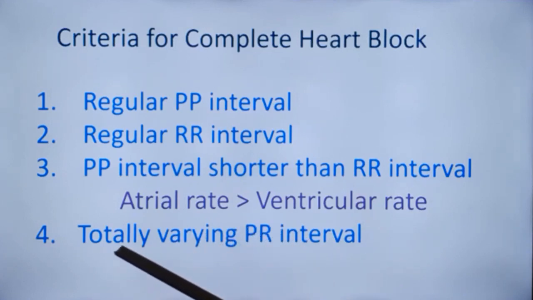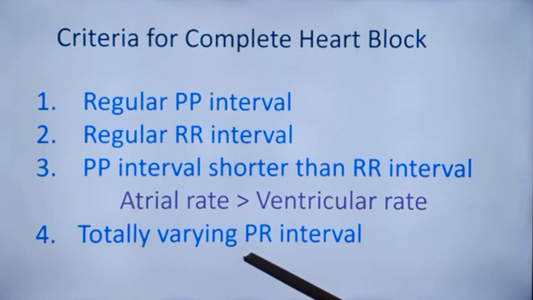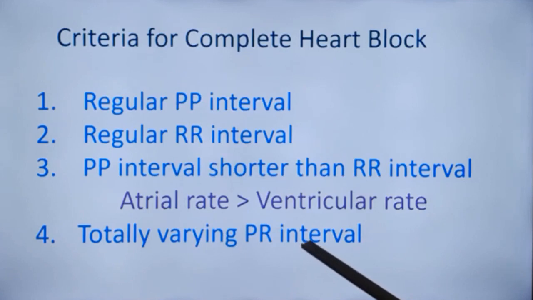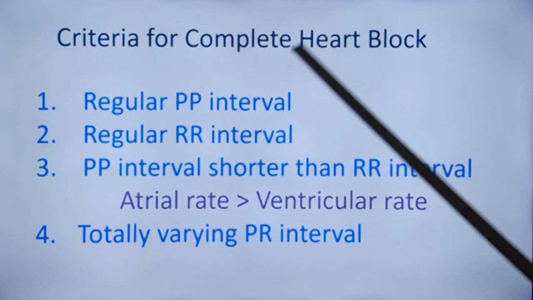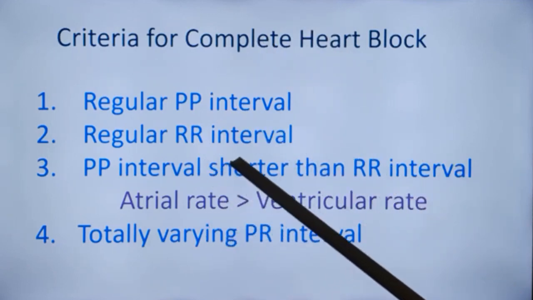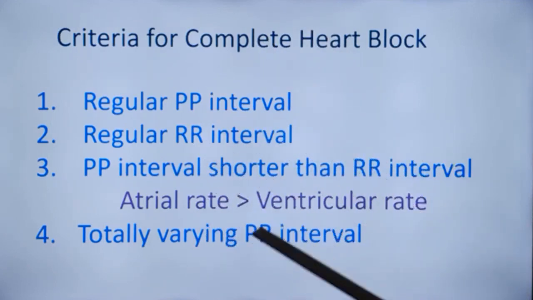And totally varying PR interval that we have seen in the rhythm strip. Totally varying PR interval would mean atrioventricular dissociation. There is no relationship between the atrial activity and ventricular activity. Both are occurring at their own rates without any definite relation, unlike the initial thought that it is a 2:1 atrioventricular conduction.